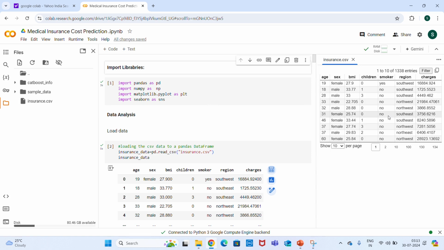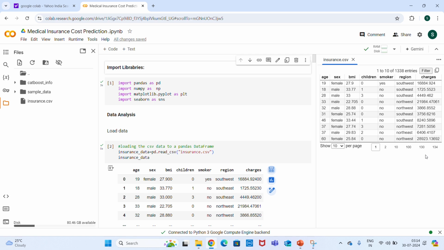Dataset description: age of the primary beneficiary; sex of the insurance contractor, that is male or female; BMI, body mass index, providing an understanding of body weights that are relatively high or low relative to height, an objective index of body weight, that is kg by meter square, using the ratio of height to weight, ideally 18.5 to 24.9. Children, the number of children covered by health insurance, or number of dependents.